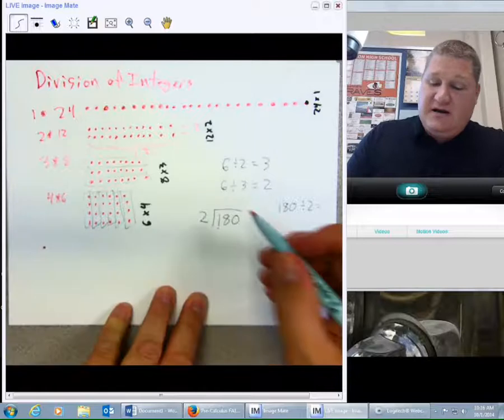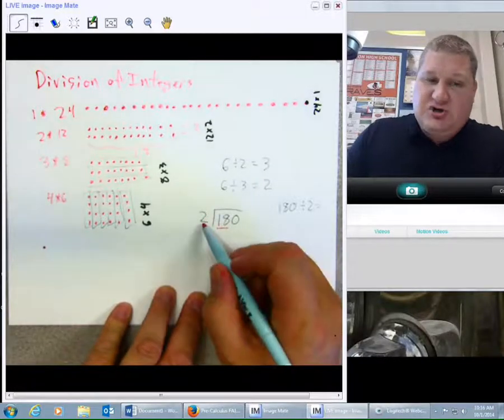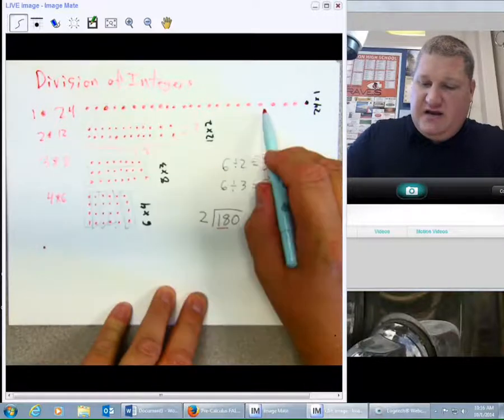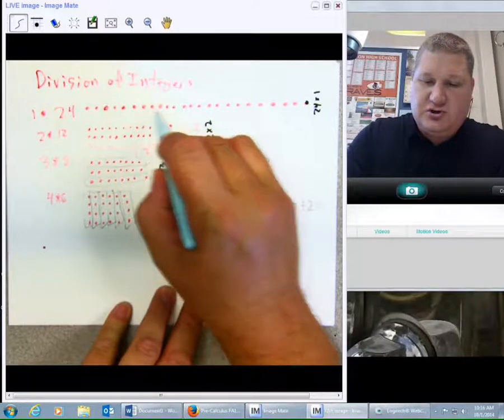So what I need to do is, well, fine, what about 18? How many groups of 2's go into 18? Well, if I took 18 dots, I could cut them into 2's, 2's, 2's, 2's, 2's. In fact, let's do that real quick.